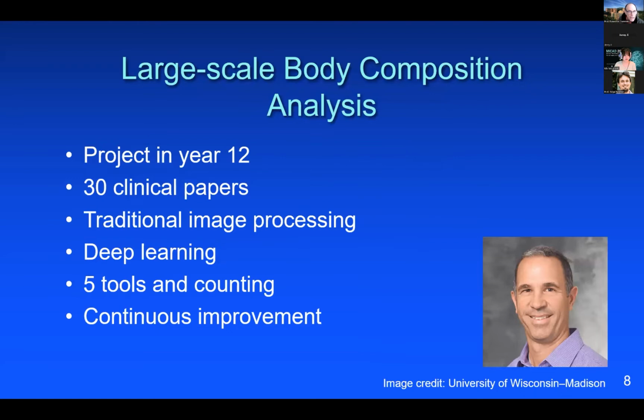I've been working on a large-scale body composition analysis project with my colleague Perry Pickhardt at the University of Wisconsin-Madison. He's shown here. This project is now in year 12 and has led to 30 clinical papers using AI systems that combine both traditional image processing and deep learning. At the moment, we have 5 tools that have been well validated, and I'll talk about some of our most recent tools at the end of this talk. These tools have been continuously improved as developments in deep learning provide new methodology.